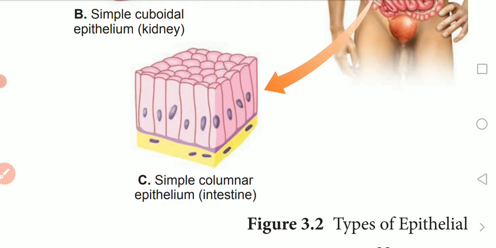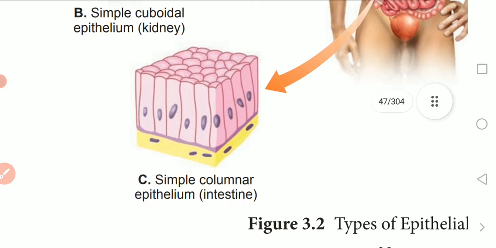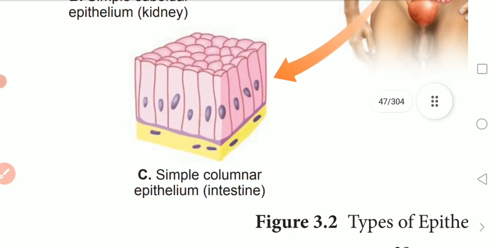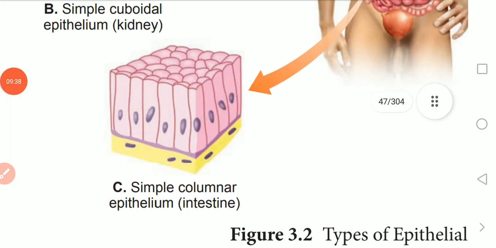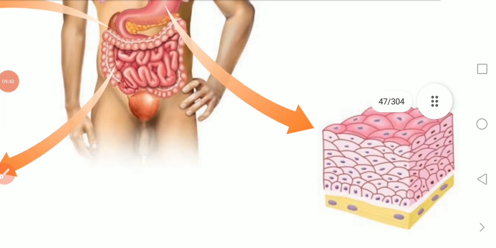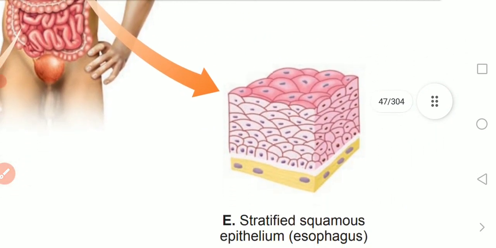Just underline this important word, they will ask you. The functions of this epithelium are absorption and secretion of mucus, enzymes and other substances. If the columnar cells bear cilia on the free surface, they are called ciliated epithelium.